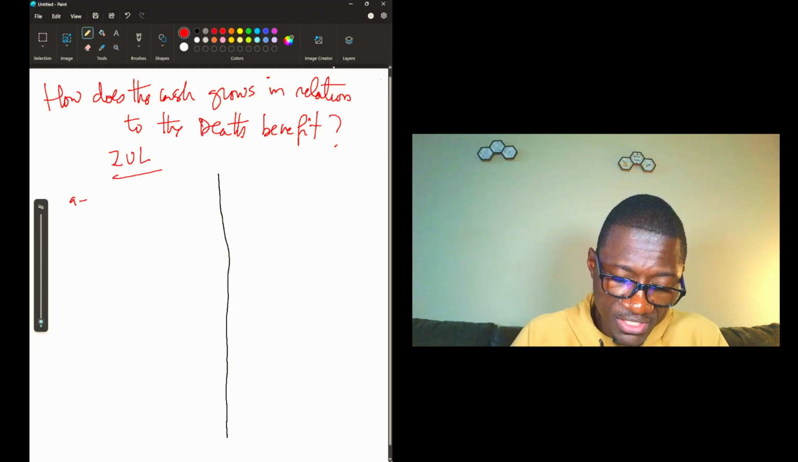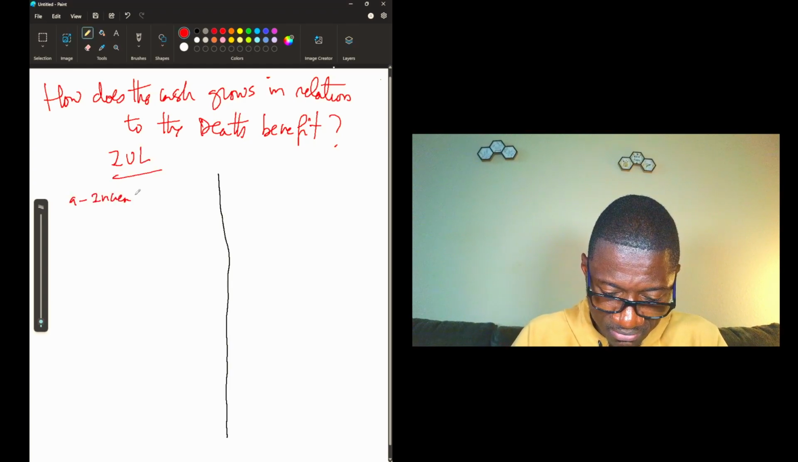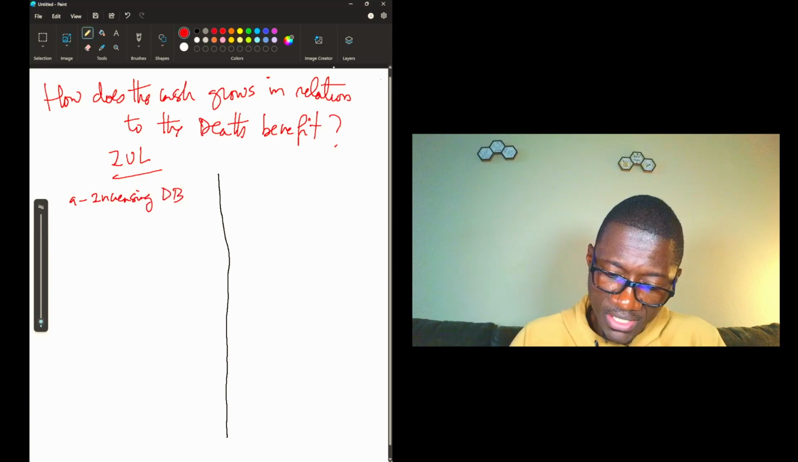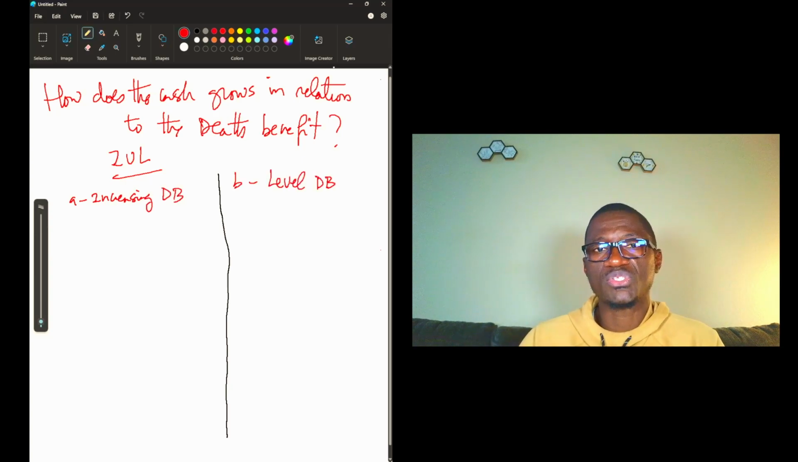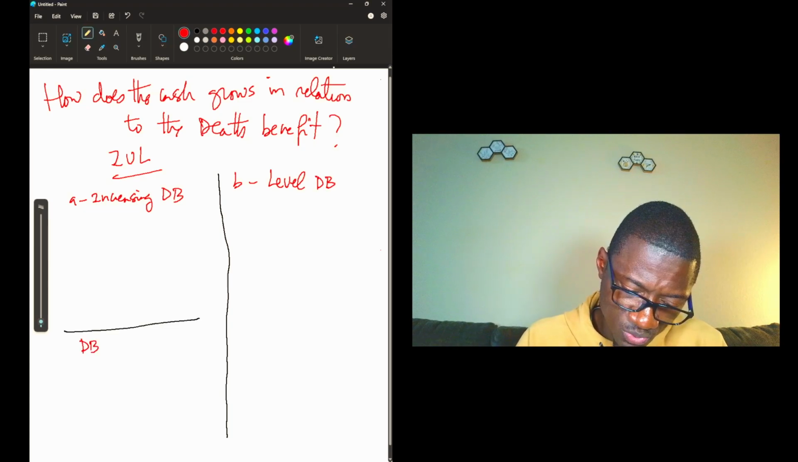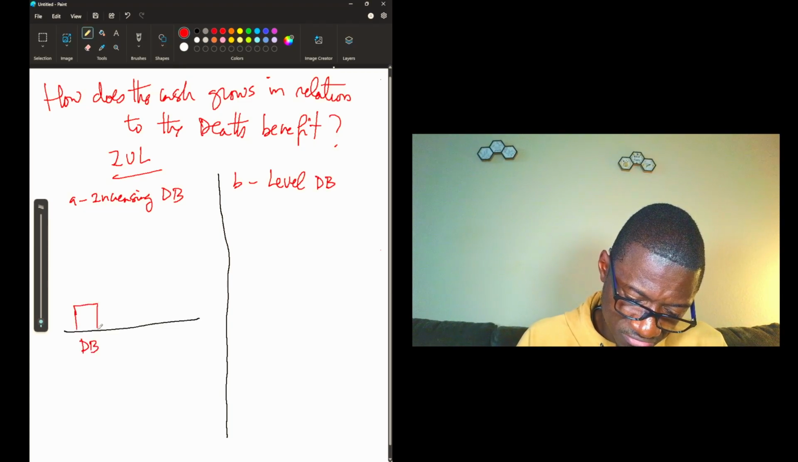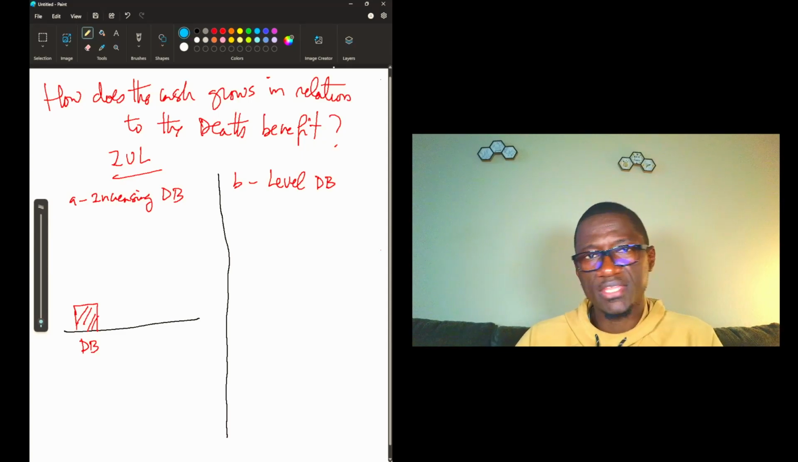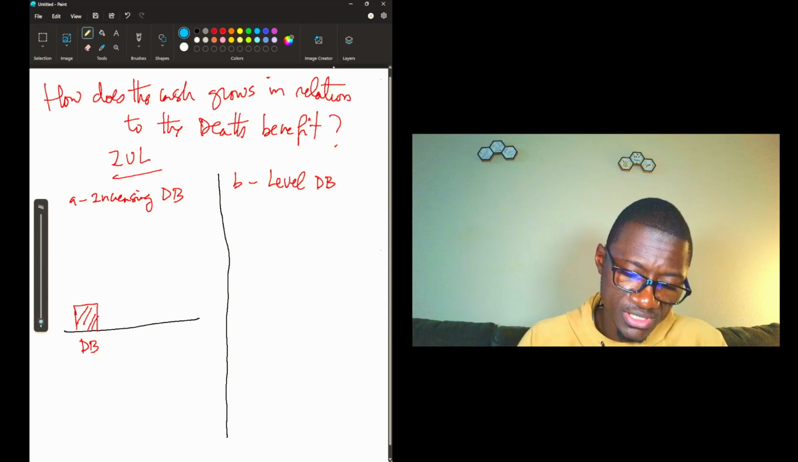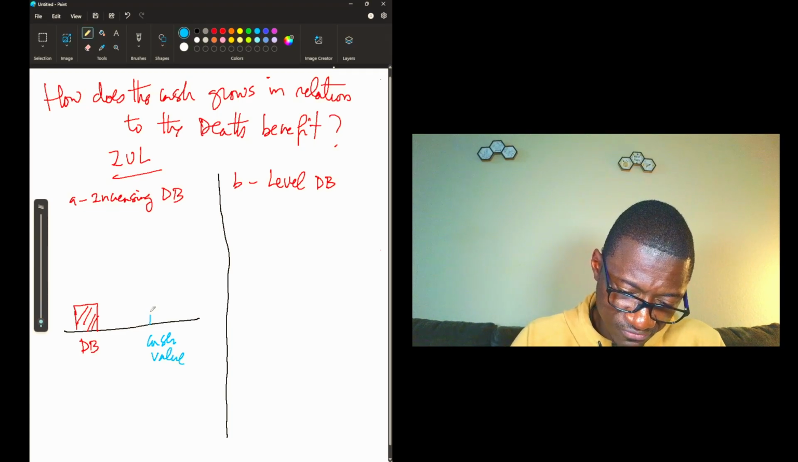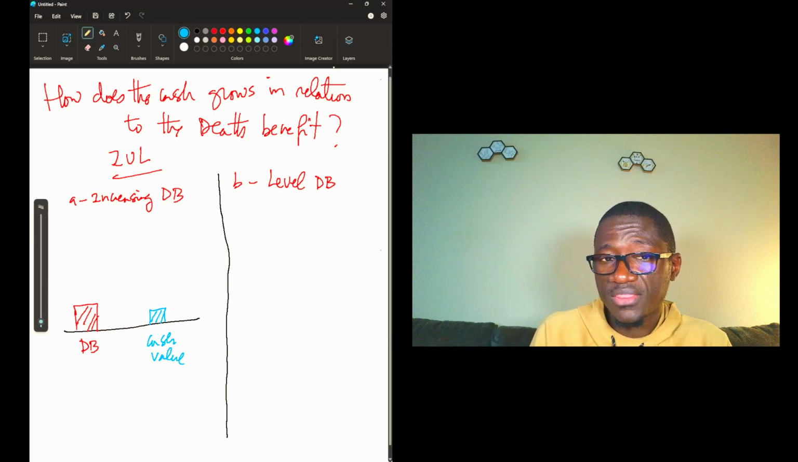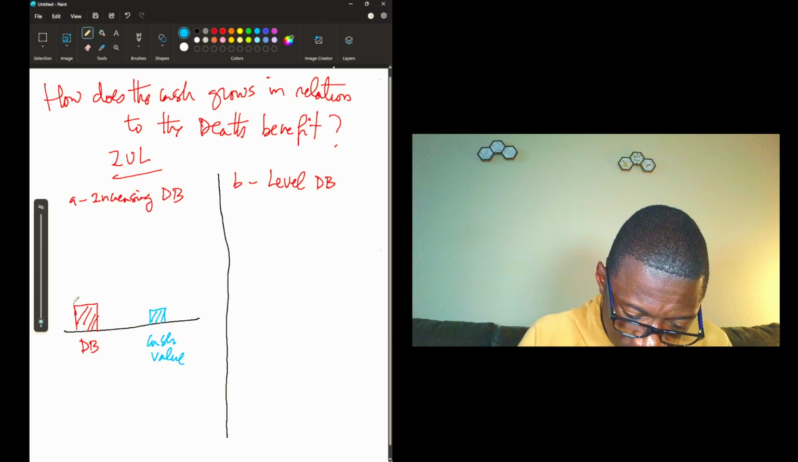First of all, we have the increasing death benefit, and then we have the level death benefit. Those are the two death benefit options that we will explore. So when we start the policy, let's say that death benefit is this guy. And then as we pay premiums and earn interest, we build a cash value. Look at what happens here. So when we build this cash value here, the death benefit becomes the initial death benefit plus the cash value.